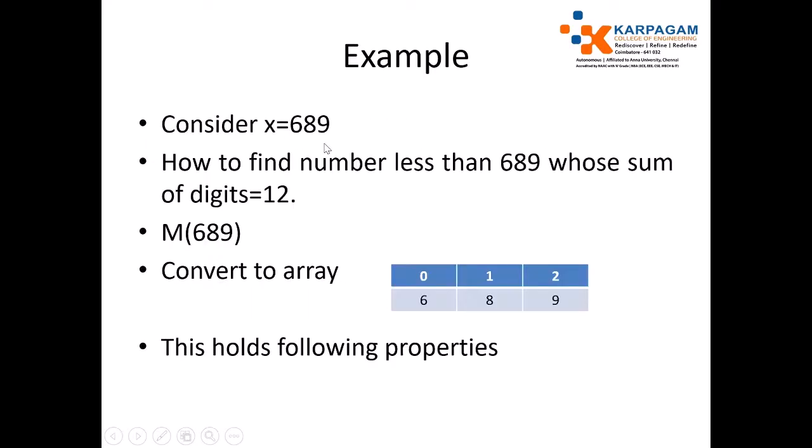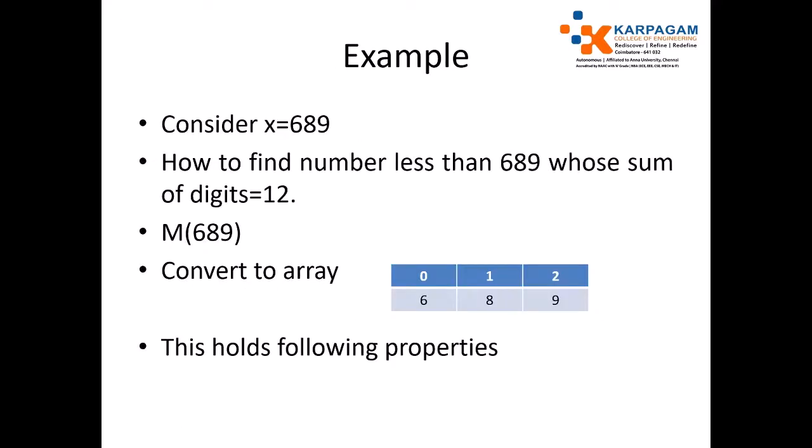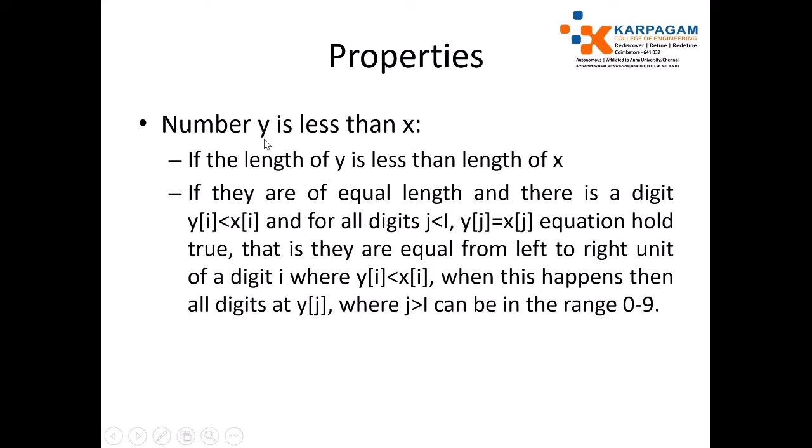Consider a number y less than x. For example, we are finding the set of numbers whose sum of digits is equal to 12, and we need values y which are less than x. The number y is less than x if the length of y, length meaning number of digits, is less than the length of x.